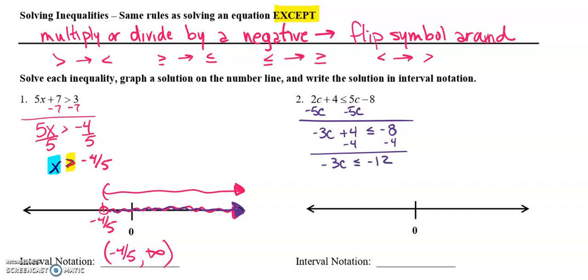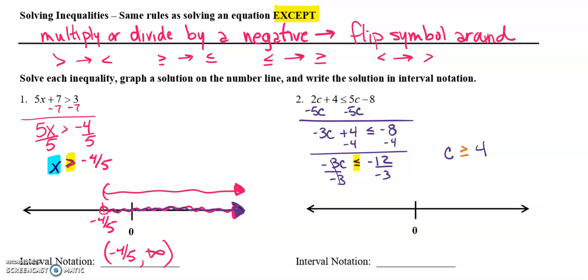Then I'm going to divide by negative 3. So when I divide by negative 3, those cancel, C, this gives me a 4. Now I have to spin my inequality around, and now I am greater than or equal to. So C is greater than or equal to positive 4.